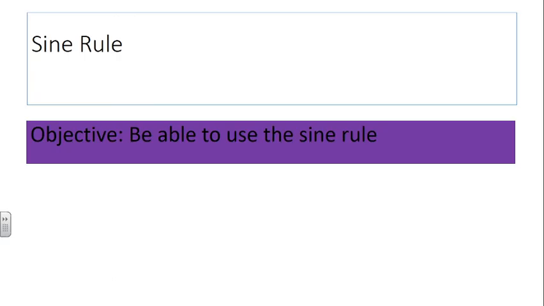So we're going to look at the sine rule. The sine rule is something we've done before, so this should just be revision for you.